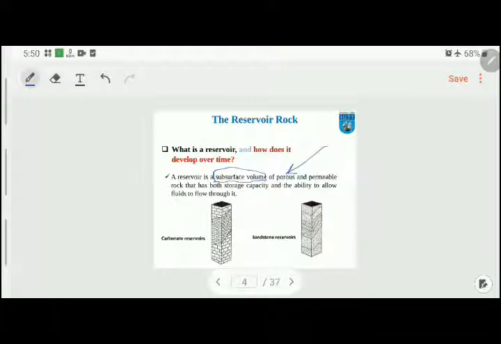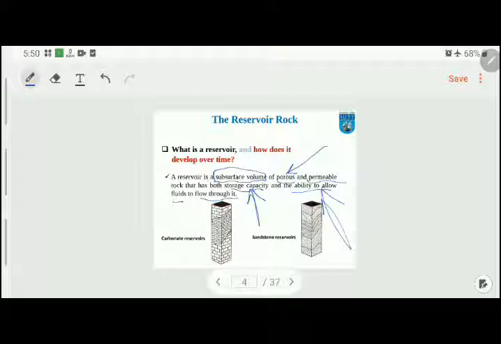properties مثل to be porous and permeable rock that both has storage capacity and the ability to allow fluid to flow through it. When we say it has a storage capacity, that means it has a porosity, also the ability to allow fluids to flow through it. That means the rock has a property of what? Permeability.